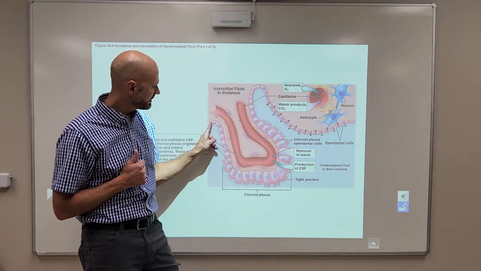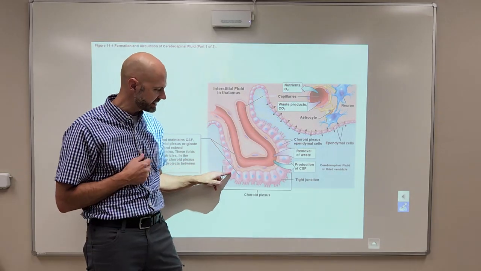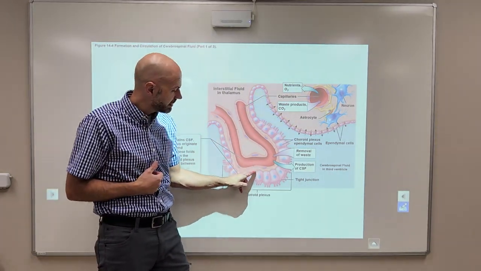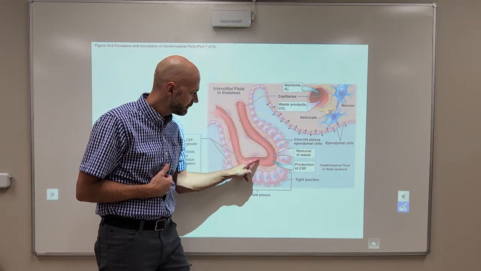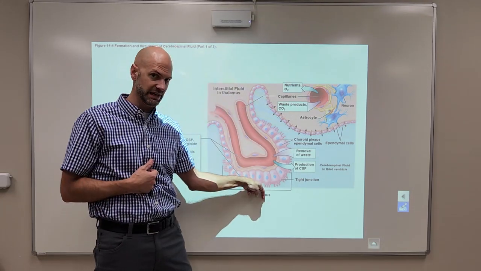Okay, so here's the ependymal cells, just plain old boring ependymal cells. And once we get into the choroid plexus, suddenly they change and they're more specialized. And over this membrane, we can now take blood flow that's going through this capillary, and we're going to change the plasma in the blood here, and we're going to make CSF.